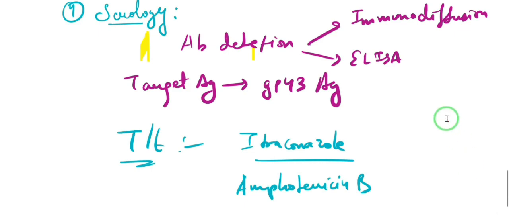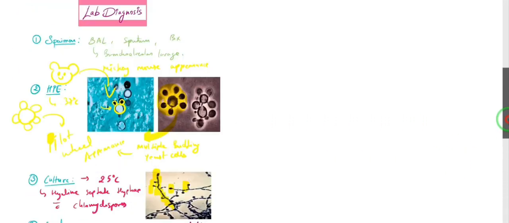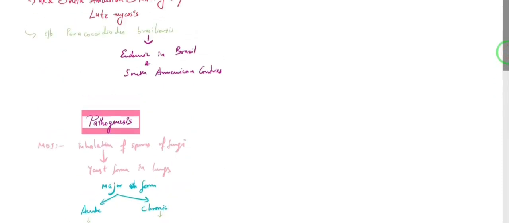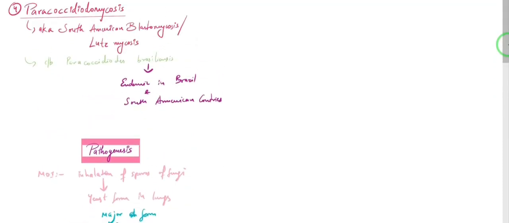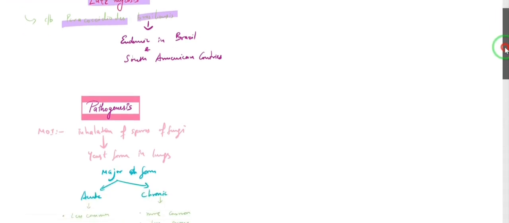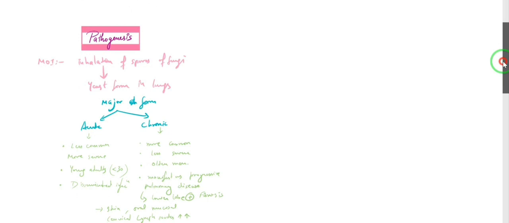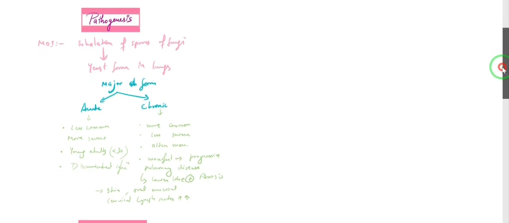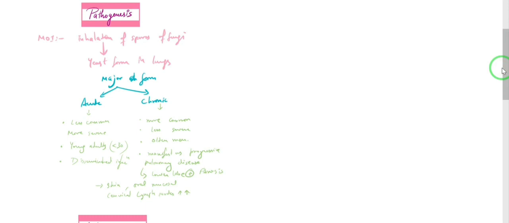So let's recap what we have learned about paracoccidioidomycosis. This paracoccidioidomycosis, also known as South American blastomycosis or Lutz mycosis, is caused by the fungus Paracoccidioides brasiliensis, right? And it is endemic in some parts of Brazil and some other South American countries. The infection is normally asymptomatic in immunocompetent people, but the disseminated form can be seen in patients who are immunocompromised. Now, the pathogenesis: there will be inhalation of the spores, which will be converted into the yeast form. Two major forms of paracoccidioidomycosis are seen, the acute and the chronic one.